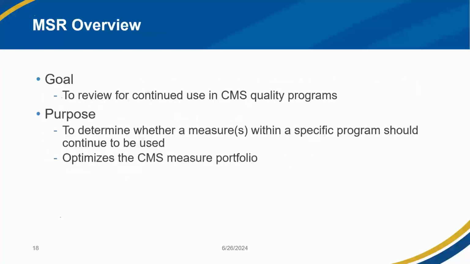So the goal of the MSR, or measure set review process, is to review the CMS quality program measures for continued use. Ultimately, it helps us to optimize our CMS measure portfolio, and it helps us to determine whether a measure in a specific program should continue to be used, if it still makes sense for that program. Next slide.